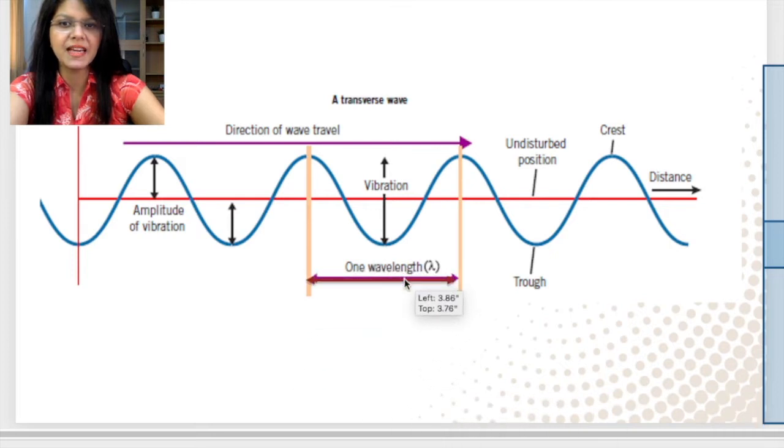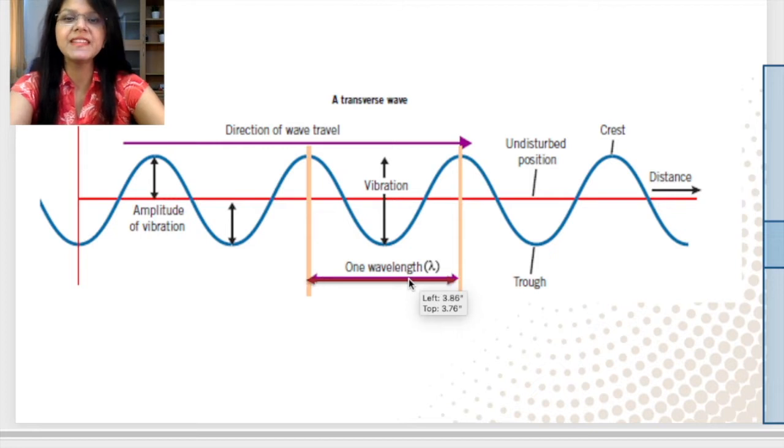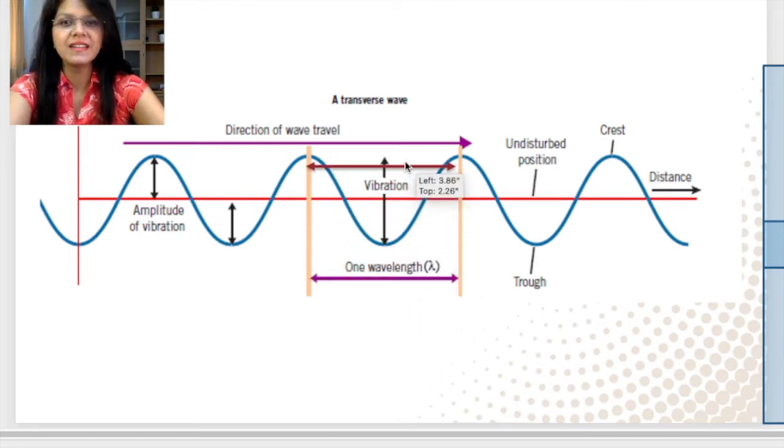I had put this arrow here, a movable arrow. The wavelength is the distance from one crest to the other crest. So this is a movable arrow. If you see, it is pointing from one crest to the other crest. This is known as the wavelength.